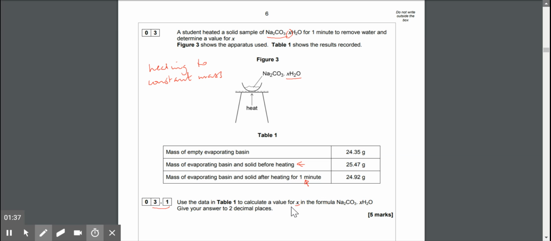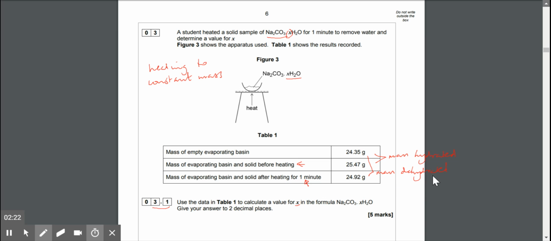Now, before we plunge in and start calculating stuff, let's make a little plan. What we realize to start with is if we look at the difference between these two, that's going to be the mass of the hydrated solid. So let's call that mass hydrated. And if you look at the difference between these two, that's going to give you the mass of the dehydrated solid. We're going to assume it's dehydrated for the purpose of this little part of the question.